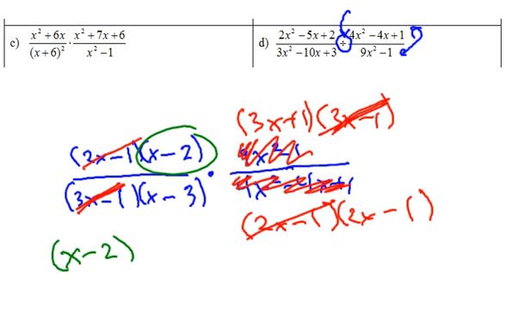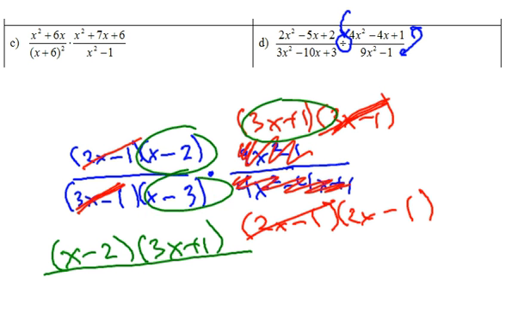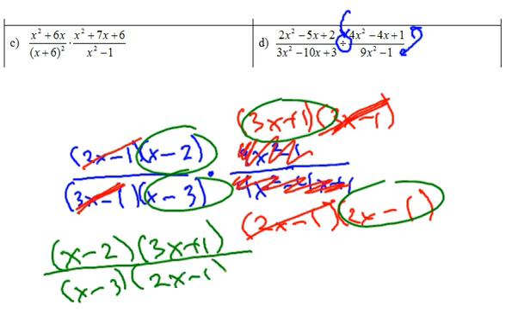And then times a 3x plus 1, and then all over a denominator of x minus 3. And then times 2x minus 1 is also stuck in the denominator. And that's as far as I can reduce because no other terms are the exact same. So this is your final answer.